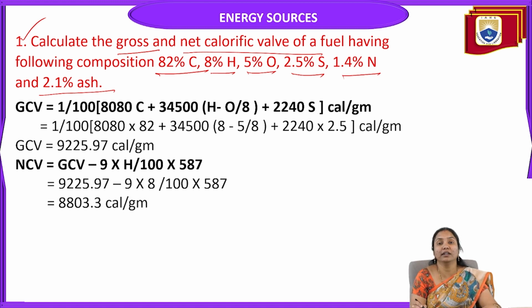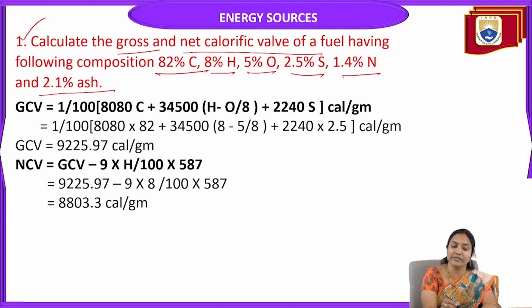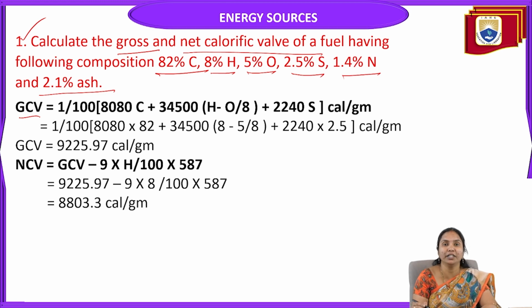So now you can calculate the gross calorific value of the fuel. According to Dulong's formula, the theoretical calculation of gross calorific value of fuel is GCV equals 1 by 100 into 8080 carbon plus 34,500 H minus O by 8 plus 2240 sulfur, calorie per gram. Already we know the assumption that the calorific values of carbon, hydrogen and sulfur are 8080, 34,500 and 2240.